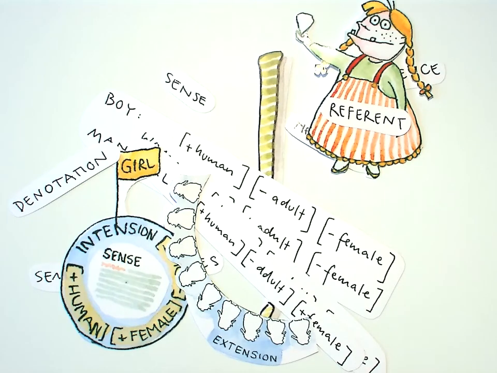This concludes our look at how to describe what words mean. In our next clip, we will be talking about things called connotation and frame.